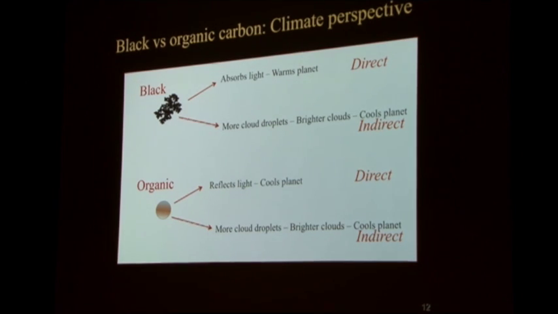So for people who are not in climate science, I will just tell you some of our jargon. The interaction with sunlight we usually call direct forcing, and then clouds we call indirect forcing. And both numbers, both values, both magnitudes are about the same.